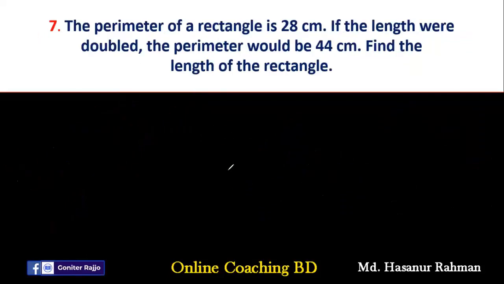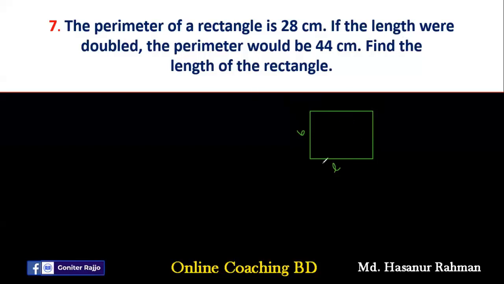Now number 7. Number 7 says the perimeter of a rectangle is 28 centimeters. If the length were doubled, the perimeter would be 44 centimeters. Find the length of the rectangle. Suppose this is a rectangle, this is the length, and this is the breadth. The perimeter, that means the green line, is 28. The boundary line is called the perimeter, and that is 28 centimeters.